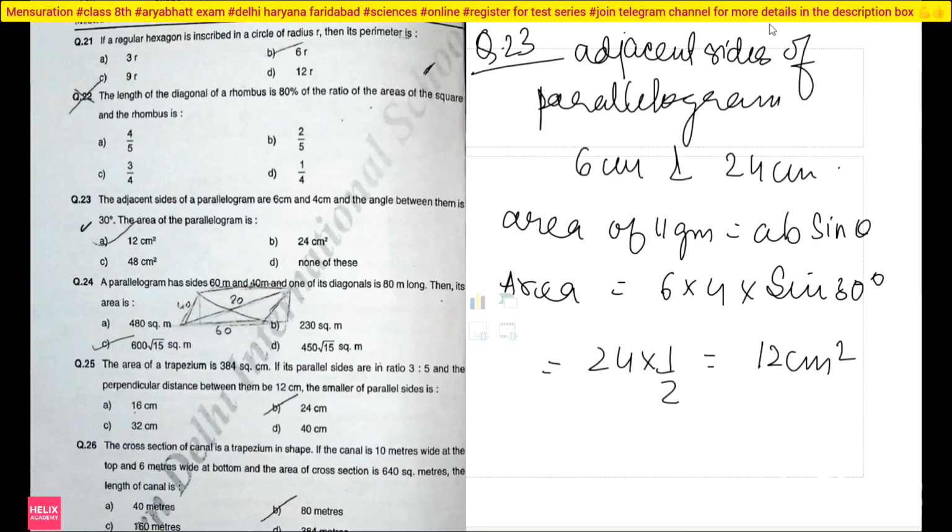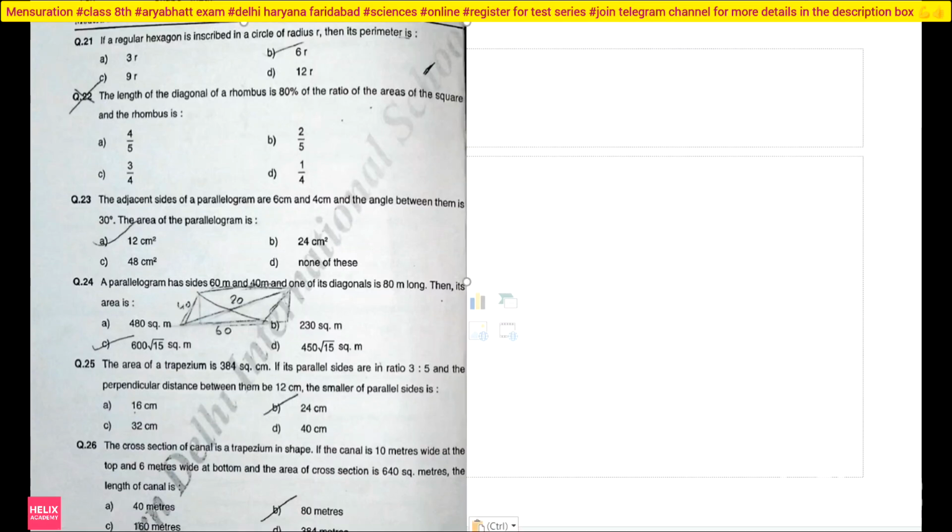Okay, understood how to take out the area of the parallelogram, because two sides are given, just put everything in the formula because the angle is also given. Okay, see question number 24, what they are asking. A parallelogram has sides 60 and 40 meter, and one of the diagonals is 80 meter long. Then its area. They are asking about the area, giving the two sides and the diagonal. So I will say let the angle between the sides be theta.